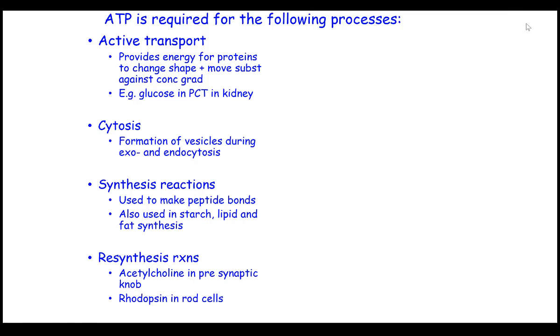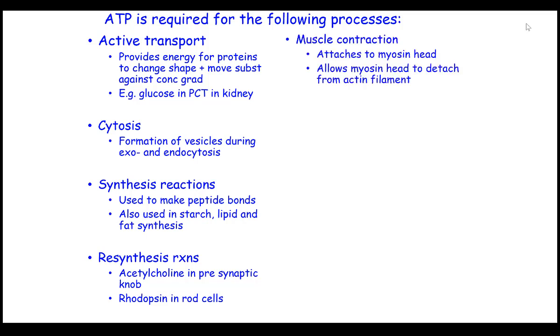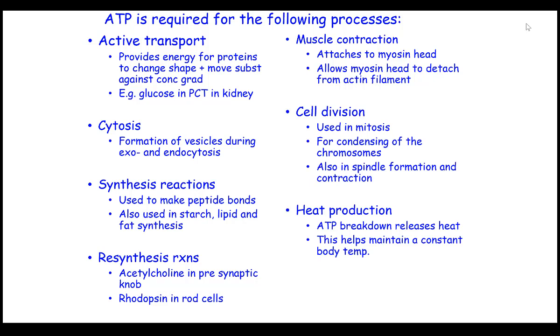Resynthesis reactions, so in the nervous system we looked at how acetylcholine was broken down and then it was resynthesized in the presynaptic bulb or presynaptic knob, and how rhodopsin was also resynthesized in rod cells. Then for muscle contraction, cell division, heat production, and just other things that we've looked at. So for example, translocation in the phloem, which was the movement of sugars, and the movement of cilia. So as you can see, ATP is required an awful lot in different organisms.